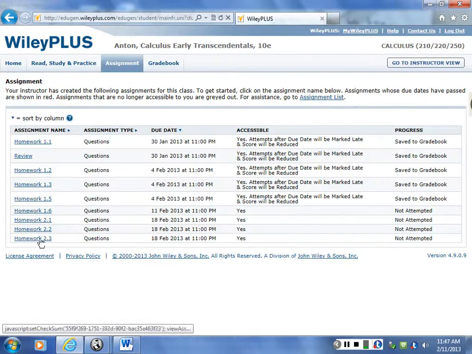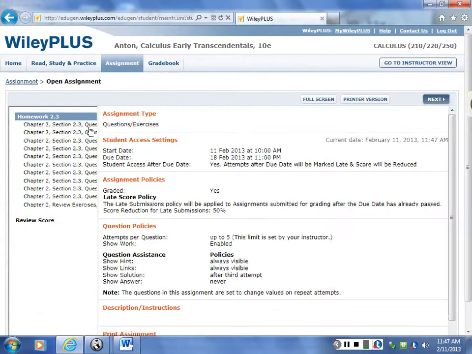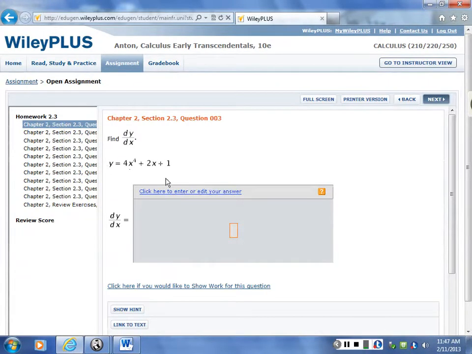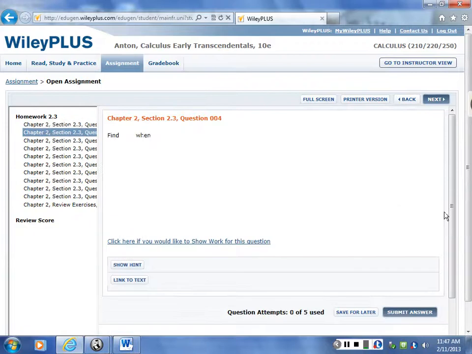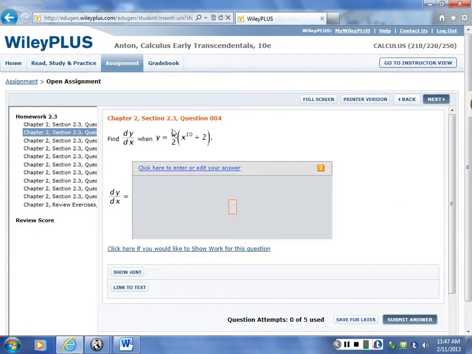So you have 2.3. 2.3 is pretty straightforward. Find the derivative. So what would be the derivative of this function? 16x cubed plus 2. Good. Right? Here, the same thing, very similar. This 1/2, you can multiply it through and just have a polynomial, or you can use that constant rule, constant times the derivative of the inside, and simplify it.